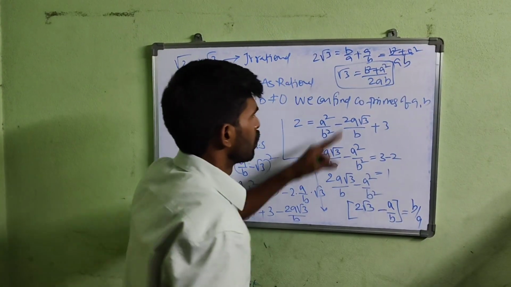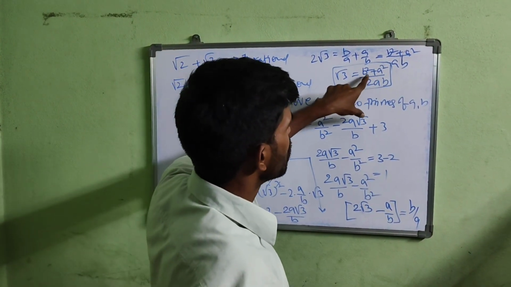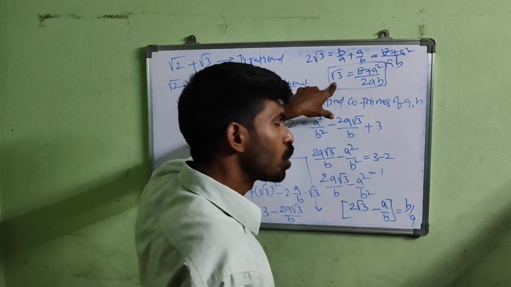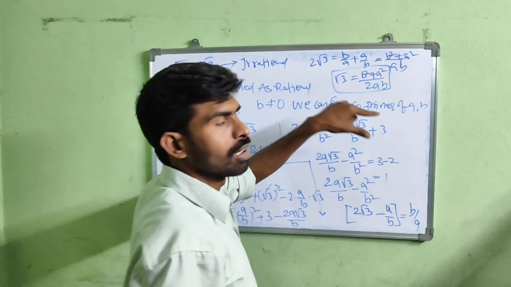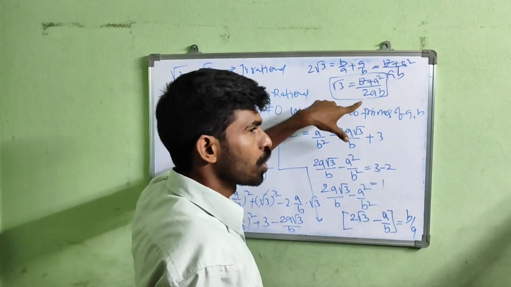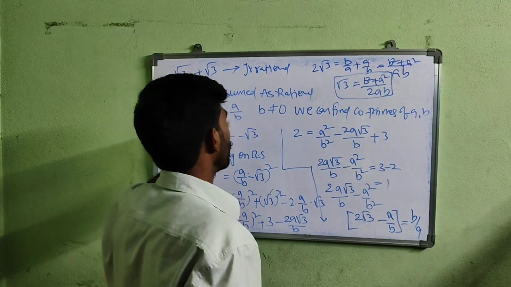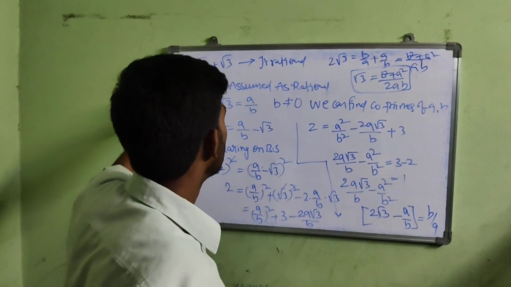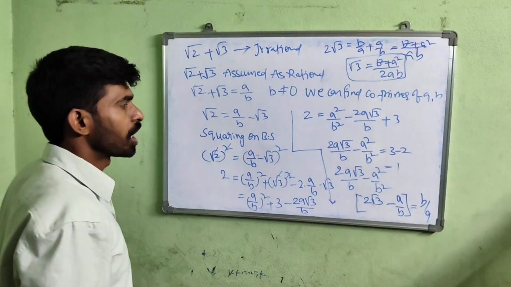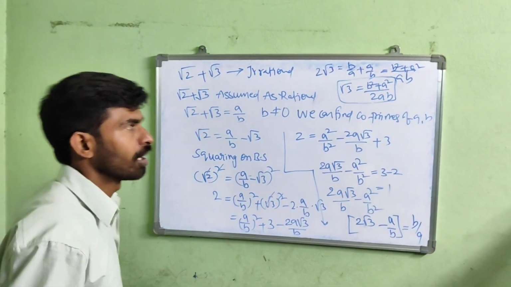From this, b square plus a square by 2ab is rational. That means root 3 is also rational. But the fact is root 3 is irrational, so our assumption is wrong. That's why root 2 plus root 3 is an irrational number. We need to write that statement after completion of this whole thing.